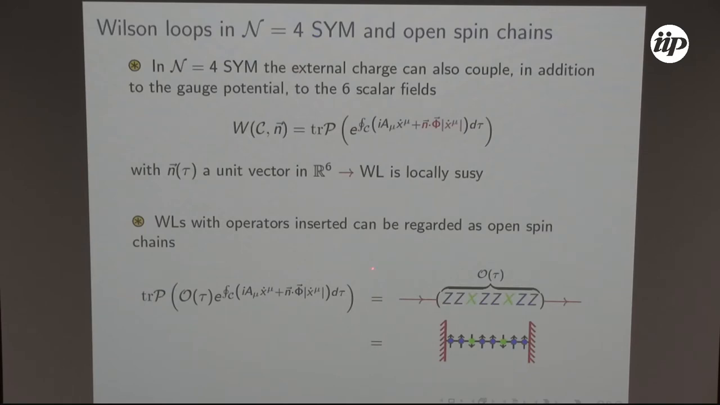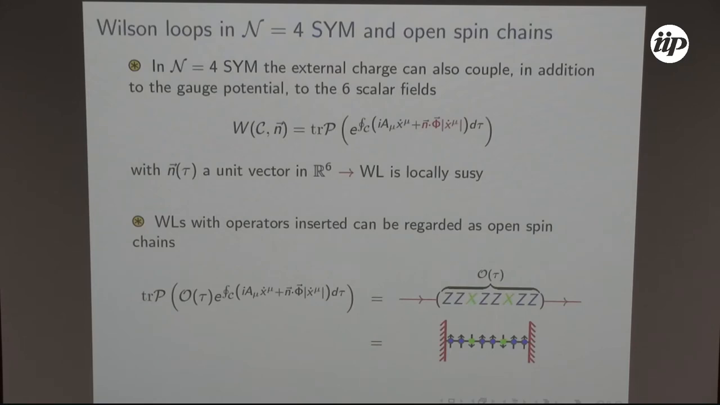So how does integrability show up in this context? Well, we will consider insertions of composite operators in this Wilson line. You have this Wilson loop, and we will insert some operator, which is local, at a point of the line, and it's a product of many fields in N=4 super Yang-Mills. For instance, in this case, I was just taking two chiral fields.